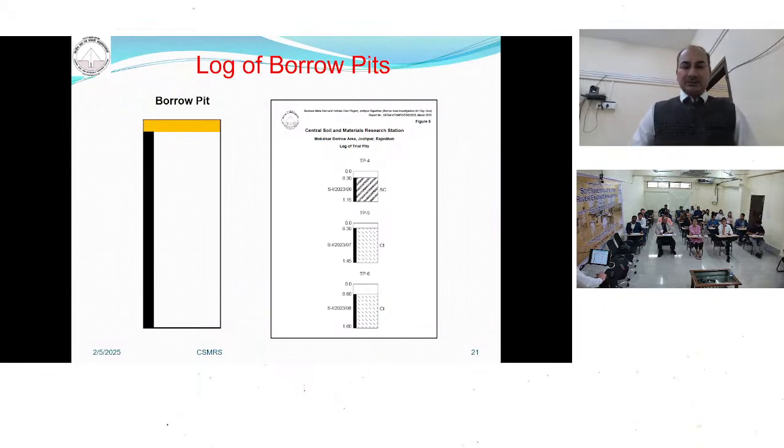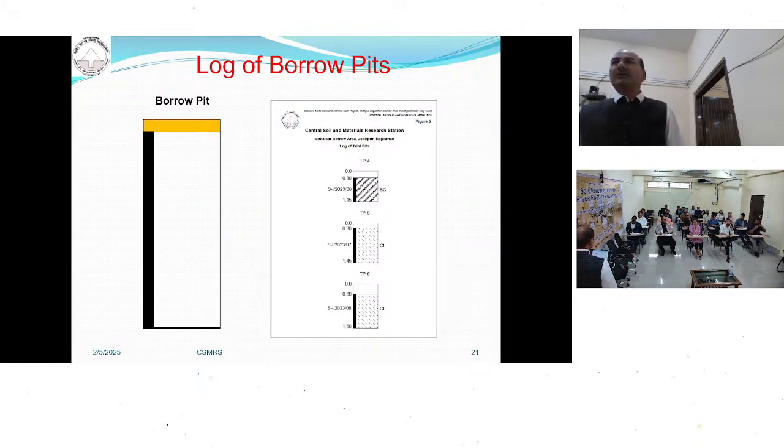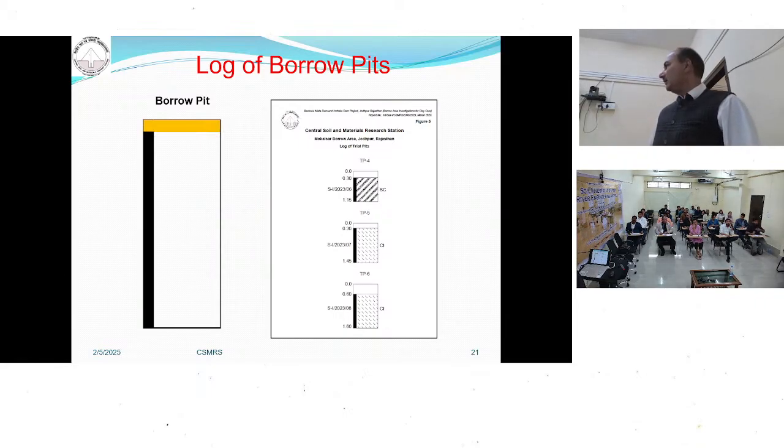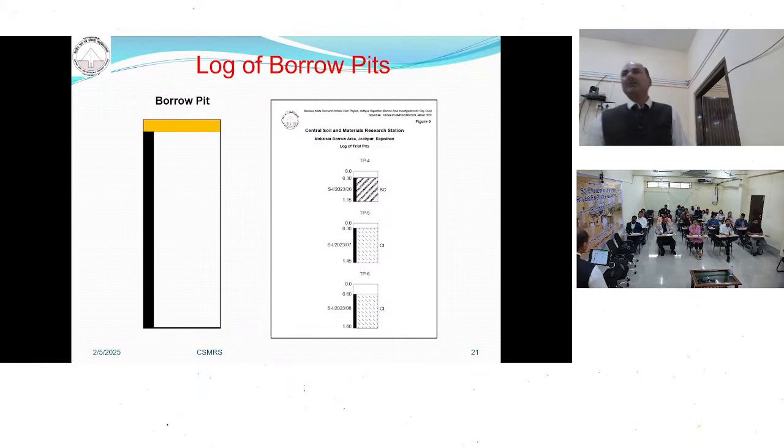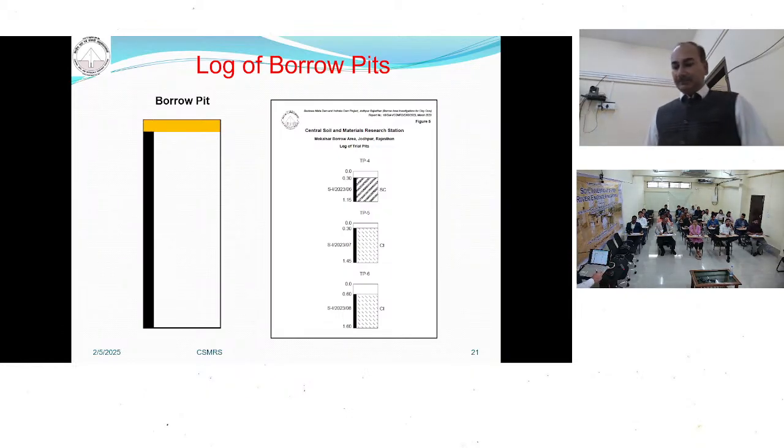So these are the logs. On the left side you can see how we show it. We have collected the sample from this point to this point. Here we have written 0.3 to 1.5 meter, 0.3 to 1.4 meter. After that there was another kind of soil, which did not appear to be suitable. So we have collected only up to 1 meter. So when you are collecting the sample, you have to take care of this.